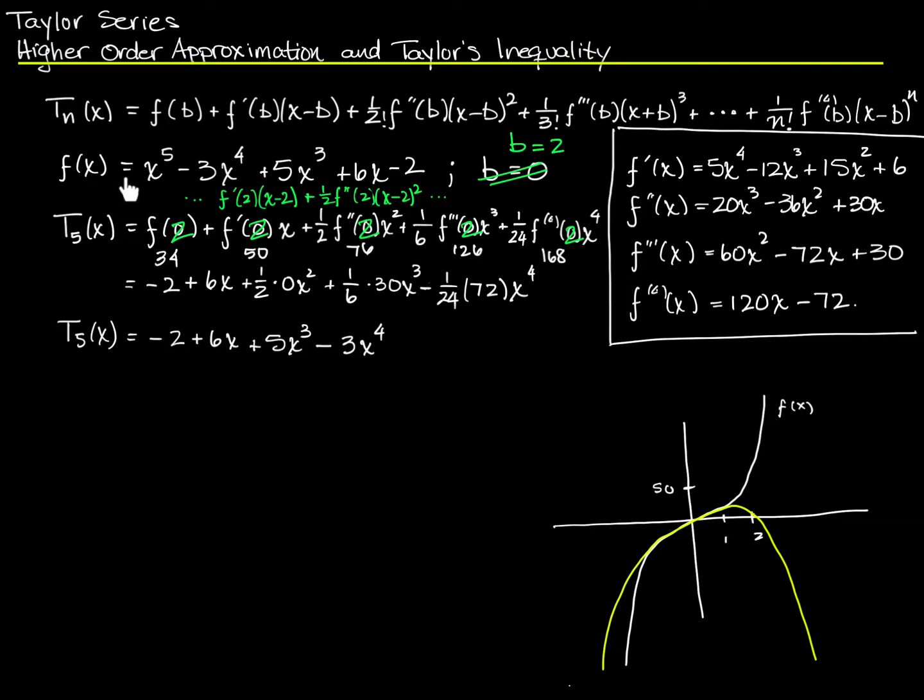So it turns out that if I evaluate the function f at 2, I get 34. If I evaluate its first derivative at 2, I get 50. Evaluate the second derivative at 2, I get 76. The third derivative is 126. And the fourth derivative evaluated at 2 is 168. So now I have different coefficient values.